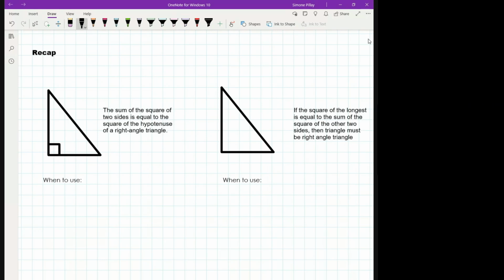What are we doing today? We are recapping Pythagoras. So we've covered it over the last 2 weeks. Today is the last day we will deal specifically with Pythagoras. And so over the last 2 weeks, what have we covered?